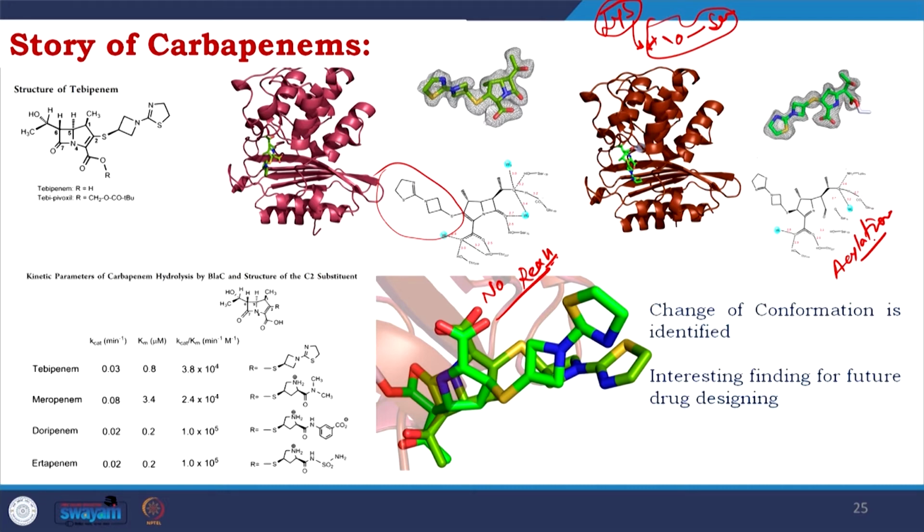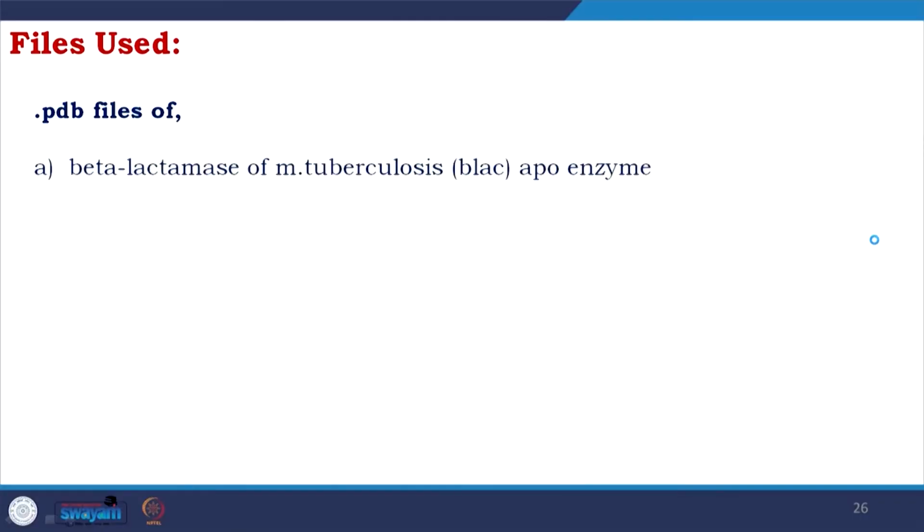So, that tells us we have identified the change of conformation. This is an interesting finding for future drug designing, because for a long time people were wondering why those drugs behave differently with the C2 substitution when the C2 substitution has nothing to interact with in the protein. Now, we see that upon the reaction there is a significant change of conformation, and this gives a platform for further investigation. So, to do that, what I used, I took the PDB files of beta-lactamase from tuberculosis, the APO enzyme, like the enzyme where no substrate is there.